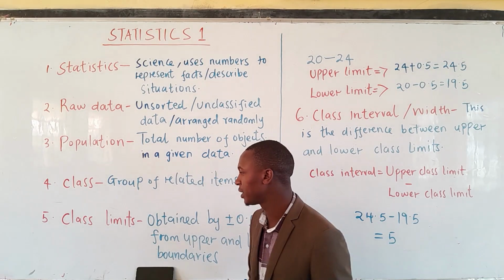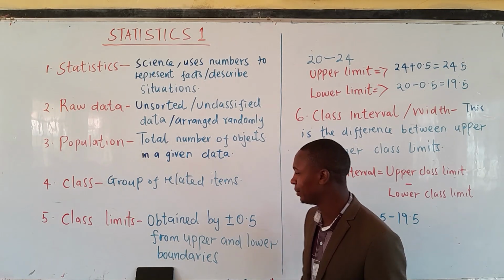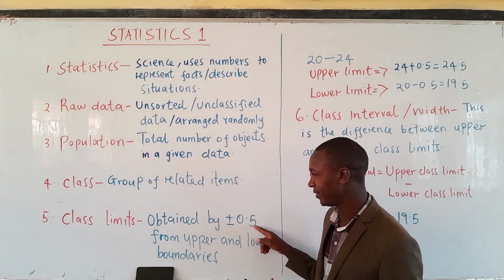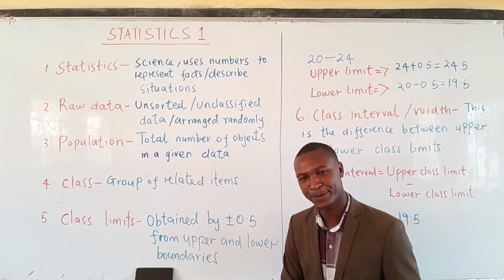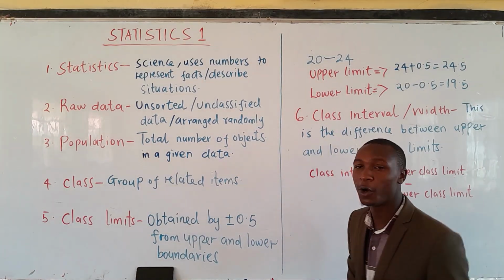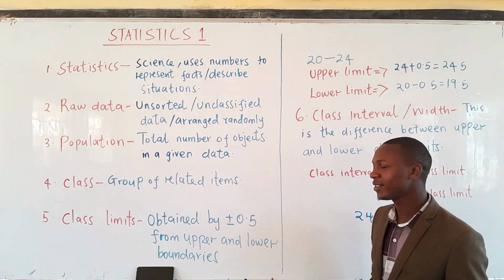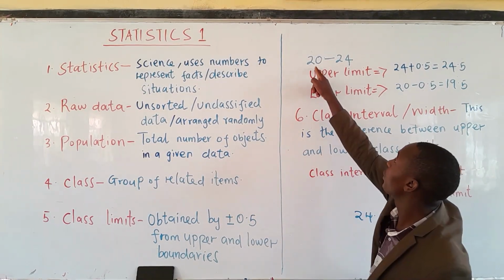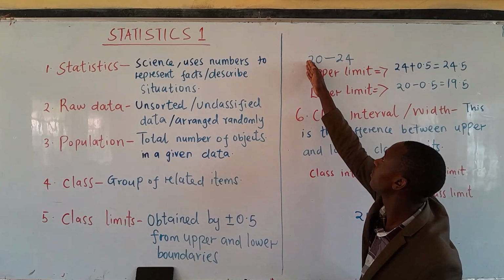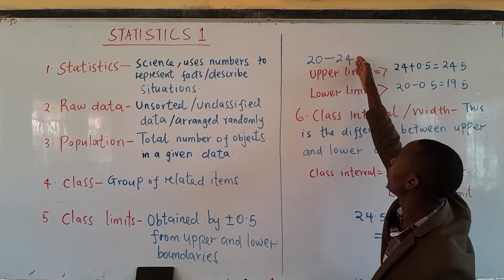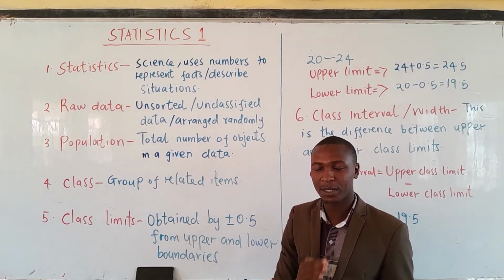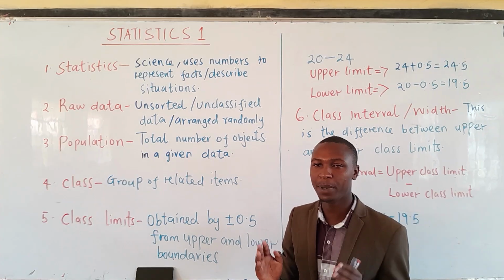Now, we can also talk about class limits. And what are class limits? These are obtained by adding or subtracting 0.5 from upper and lower boundaries. So, for us to understand better, let us consider a class here of 20 to 24. That class has 20 as the lower boundary and 24 as the upper boundary. For us to obtain the class limit, we are going to add or subtract 0.5 from the upper and lower boundaries.